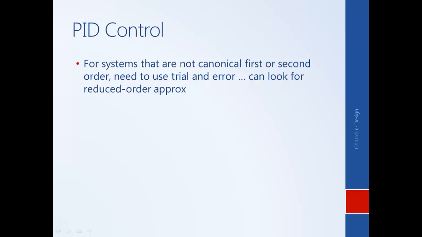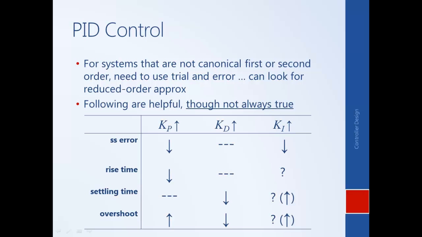For systems that are not canonical, we may need to use trial and error. And one approach is to try and look for a reduced order approximation. Try and identify if there are any poles that dominate the response. Try and identify if any of the zeros cancel with any of the poles. And so if we can take a higher order system and approximate it as a first or second order system, we can use some of this intuition. And this table here sort of summarizes what we were saying on the previous slide, but again, it's not always true.